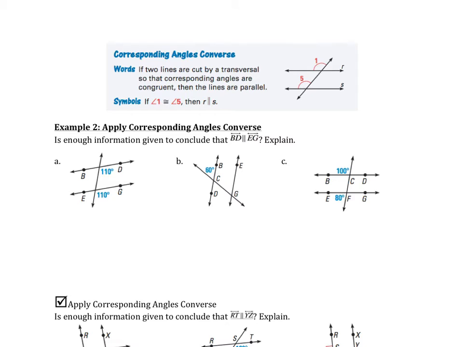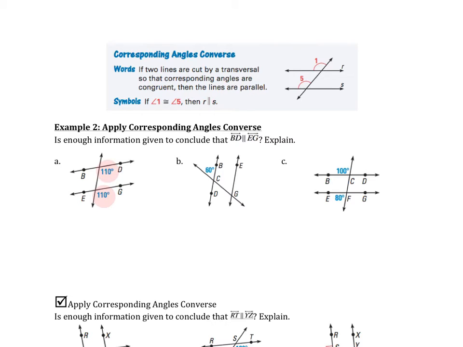This leads us into the corresponding angles converse. Remember, if we had two parallel lines cut by a transversal, corresponding angles were congruent. Now we're going to look at if we have the corresponding angles congruent, then our two lines are parallel. So looking at example 2, we're going to determine in these examples if there's enough information to conclude that our lines are parallel. So we're specifically looking for corresponding angles to be congruent.